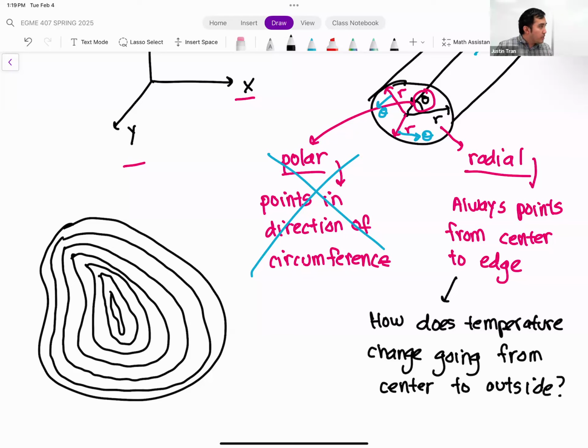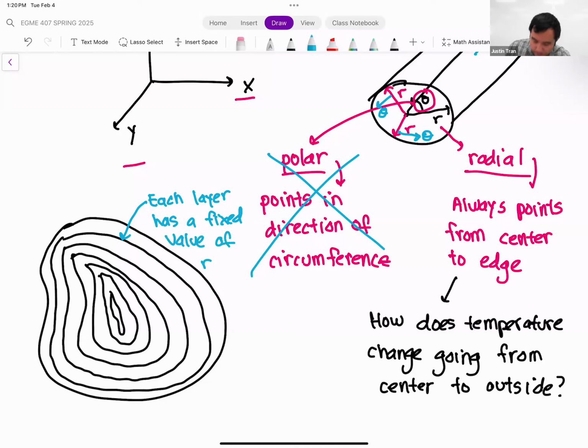So when we're solving our heat equation in cylindrical coordinates, I always like to have this picture in my head, because each line here shows you a different radial layer of your cylinder. I should have just drawn a circular stump. I don't know what I was thinking. But basically, each layer here is going to have a fixed value of R. And if it has a fixed value of R, that means each layer is going to have a fixed value of temperature as well.